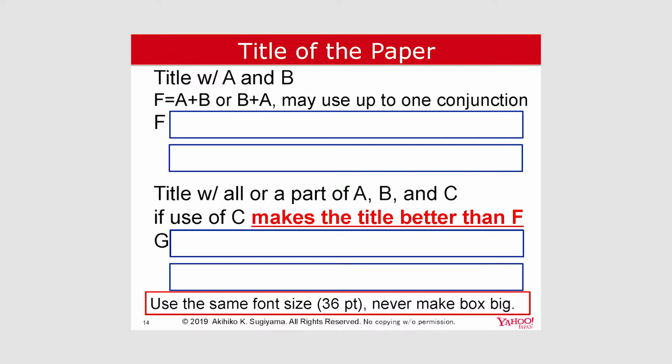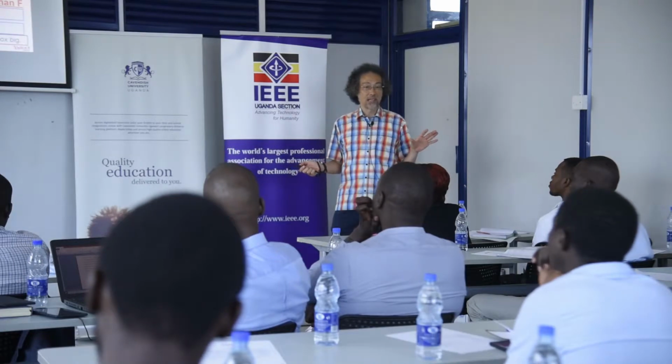And if it will make it more effective, much clearer, you may want to add C to make this title better. All right? I will show you some examples so that you will have a much better idea. Now, a good title of your paper has been designed.